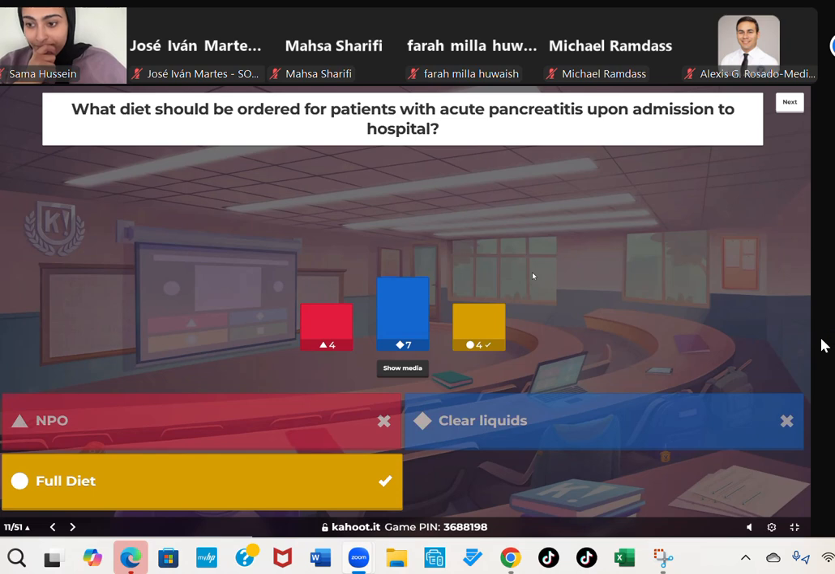Why do you think it was a trick question? Because we want them to eat, but they're being admitted to the hospital for this pancreatitis. So it's not like they're going to want to eat, but we need to keep them on a diet so it decreases the length of stay in the hospital.